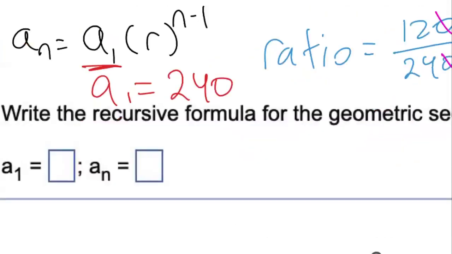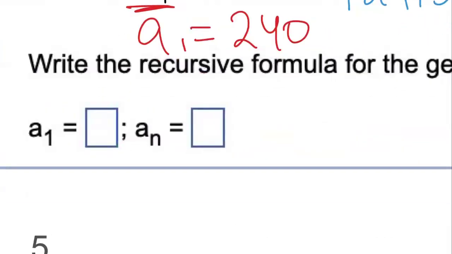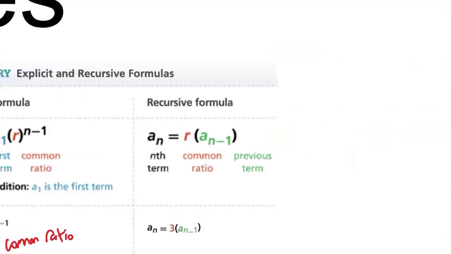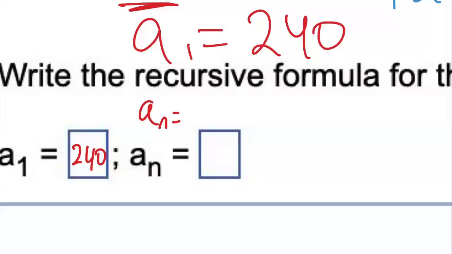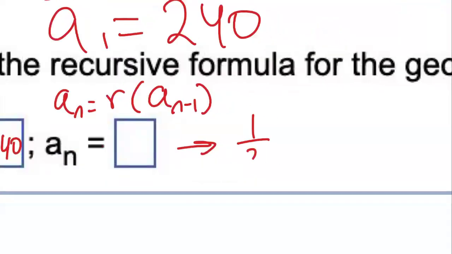Now for the recursive formula, you always have to state the first term and then the formula. So the first term, which we already talked about, was 240. And then for the recursive formula, all we need is, I believe, the ratio times a sub n minus 1. Yes, it is a sub n minus 1. So this is just the ratio. We found out the ratio was 1/2, and then parentheses a sub n minus 1.